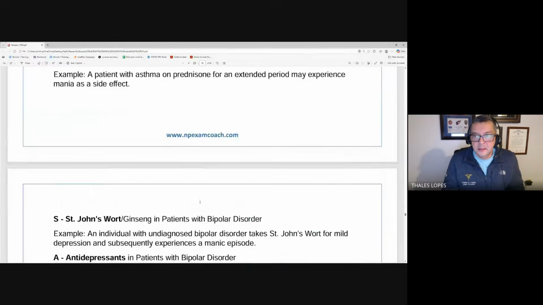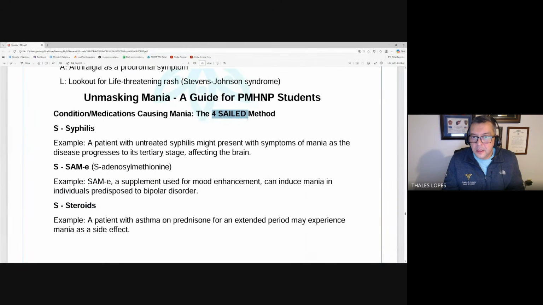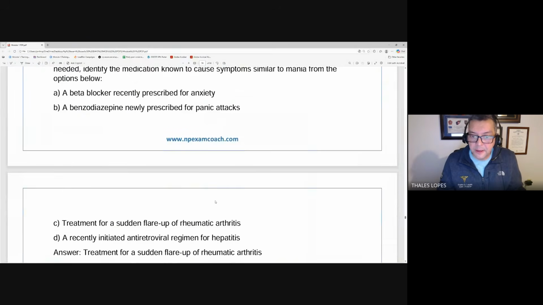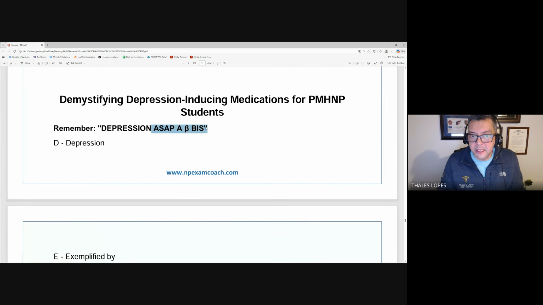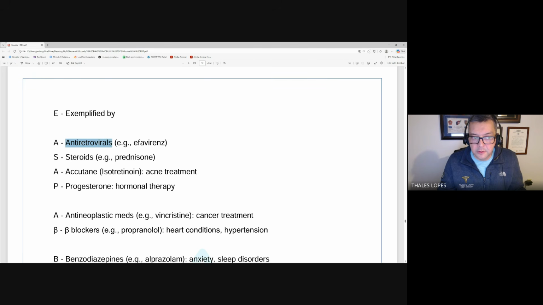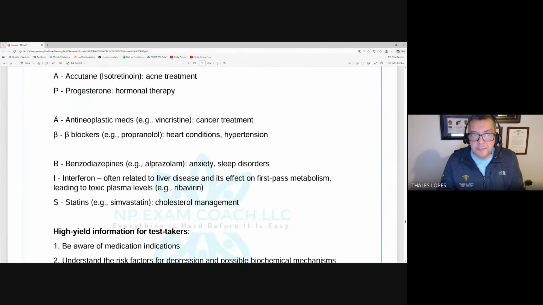So if you memorize the four S's, and then you memorize the medications that can cause depression, which is ASAP, ABBs, right? So let's go ahead. ASAP, ABB. What's the ASAP? Antiviral. The S is steroid. A, Accutane. And P is progesterone. AB is for any antineoplastic medication. B, beta blocker, can cause depression. And the B's are benzodiazepine, interferon, and statin. Now you have everything you need.